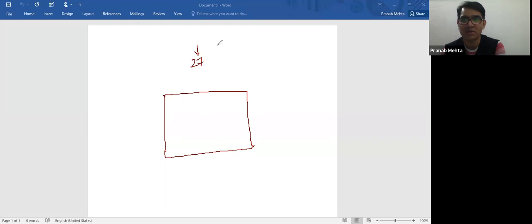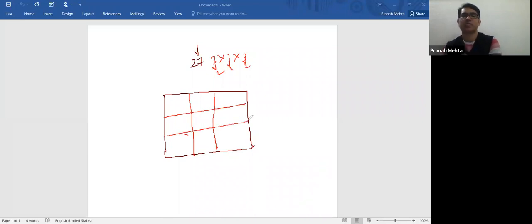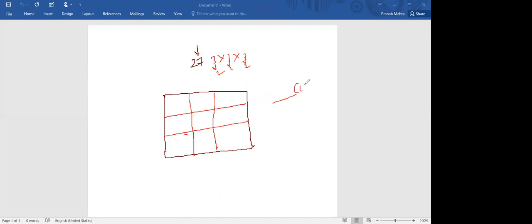So 27. I know 27 I can get only by 3 into 3 into 3. So I have to make two cuts, and two cuts. All of you agree with this? Let us make two cuts. One cut, two cut, one cut, two cut. Any doubt till here? This is the front view. This is a cube front view.